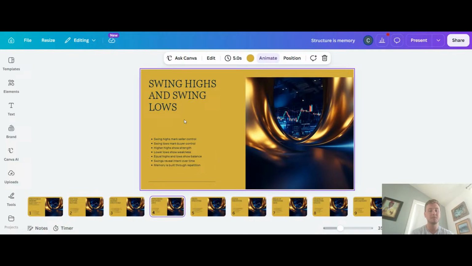Swing highs and swing lows. Swing highs mark sellers' control. Swing lows mark buyers' control. Higher highs show strength. Lower lows show weakness. Equal highs and lows show balance. Swings reveal intent over time. Memory is built through repetition.